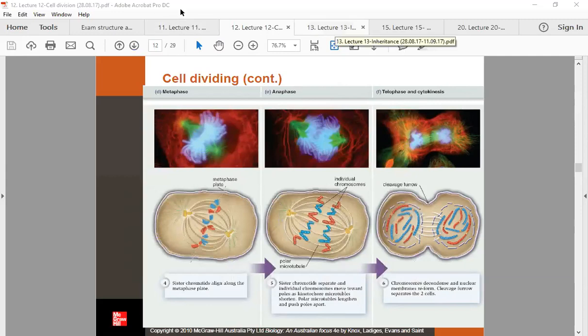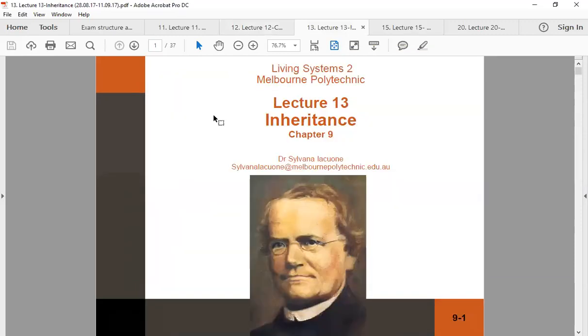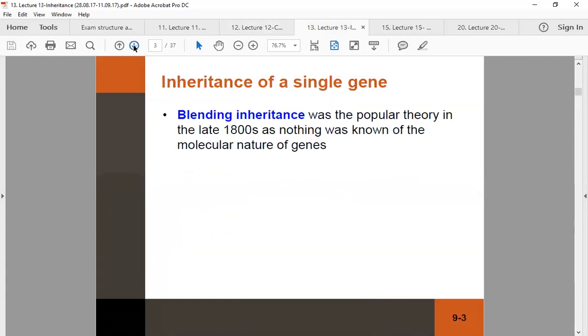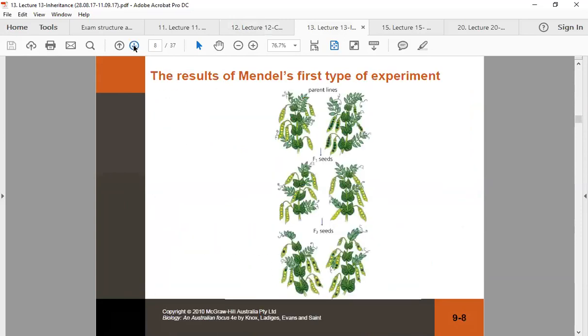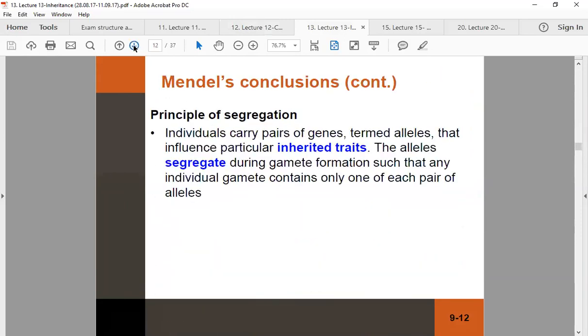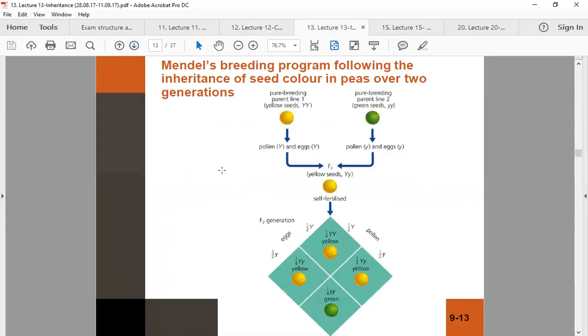Let's move on to Lecture 13, Inheritance. Okay, now on the final exam, I think I've mentioned this before, you'll be required to perform a genetic cross. So this particular slide is critical in terms of understanding how the cross proceeds and also how to work out the ratios and proportions of offspring.